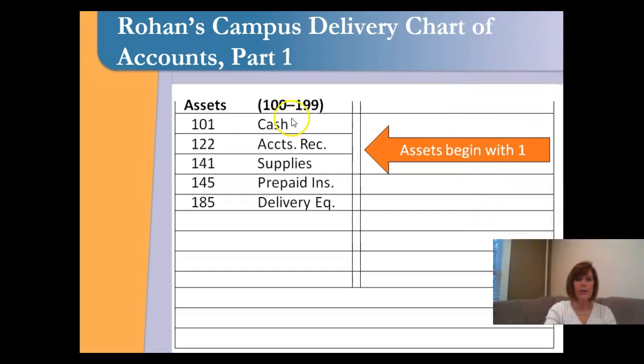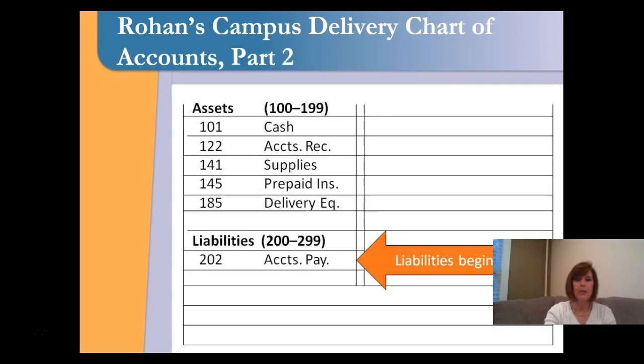Again, all of these, cash, accounts receivable, supplies, our insurance, our equipment, these are all things that we're going to use to generate money for our company. These are kind of our tools of the trade and our resources.